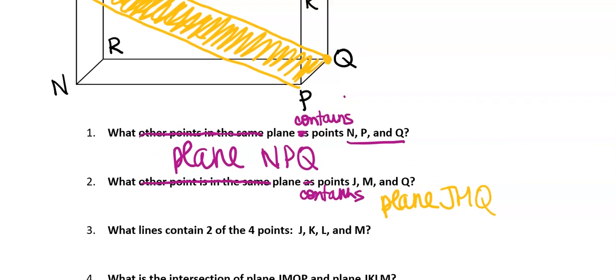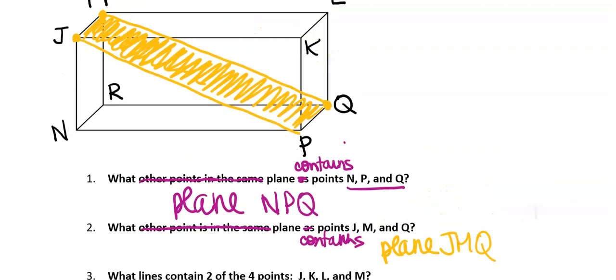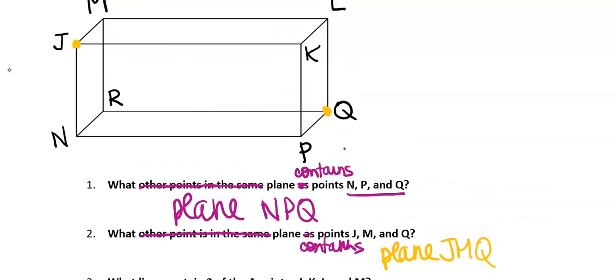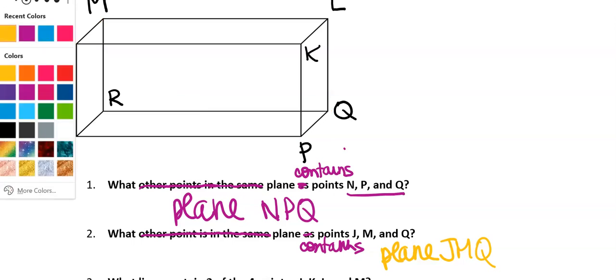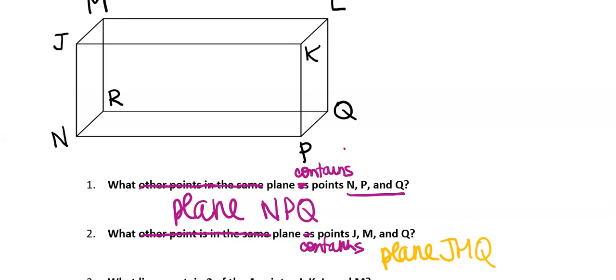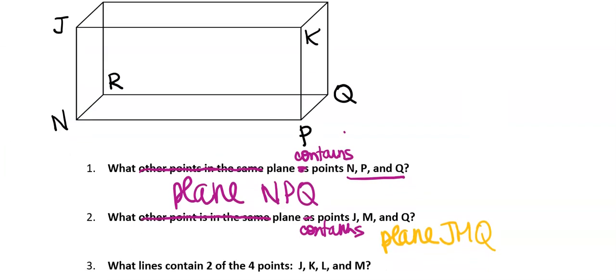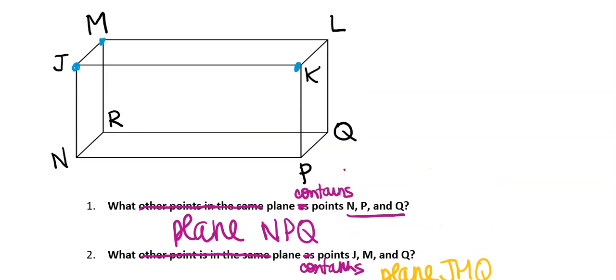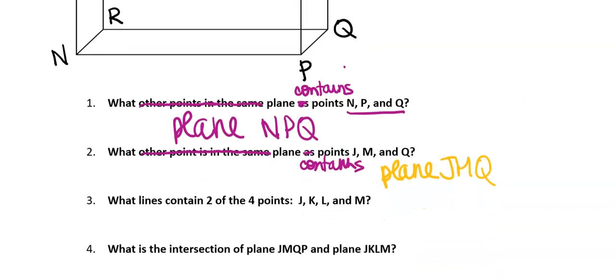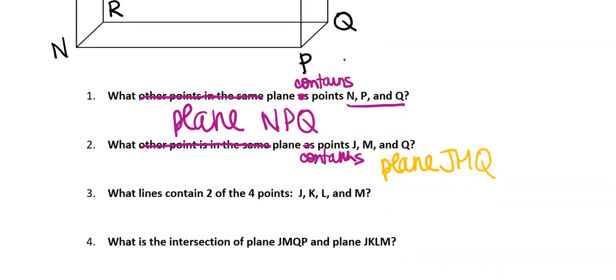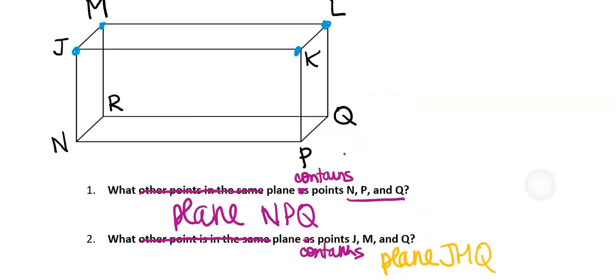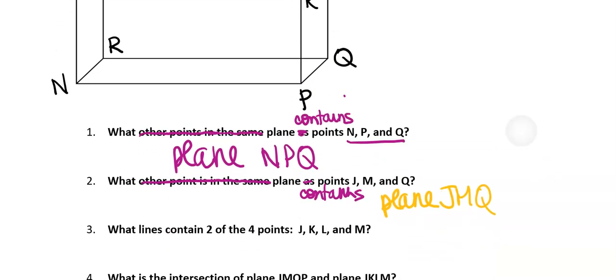What lines contain two of the four points J, K, L, and M? So now I'm going to erase my yellow plane and switch colors. So we have J, K, L, M. What was the question again? What lines contain two of the four points? We could say line JM.